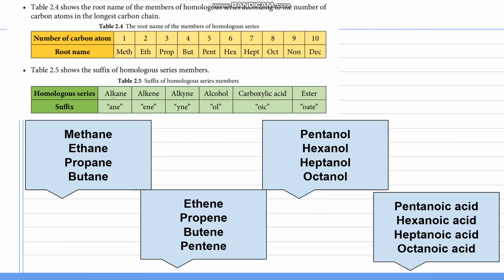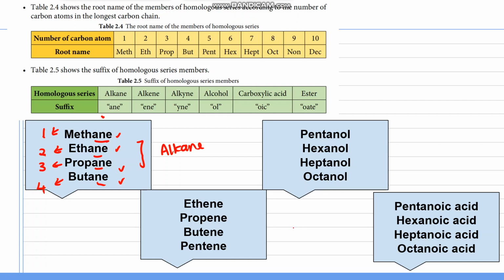Here I have methane, ethane, propane, and butane. All of these are alkanes. Why? Because if you look at the suffix, it ends with -ane, which means these are all alkanes. The homologous series will be alkane. For methane, the root name is meth, so there is only one carbon atom. Ethane has 2 carbon atoms. Propane has 3 carbon atoms. And butane has 4 carbon atoms.